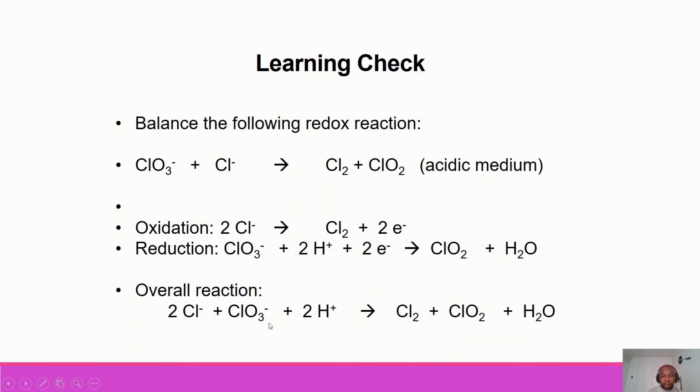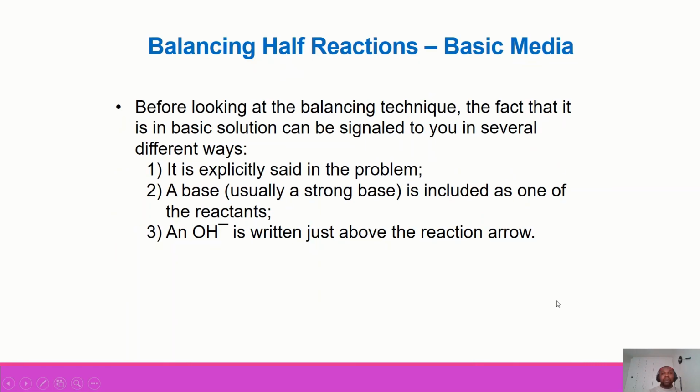So overall now, we consider the reactant side, we're having 2 chlorine, then we have the perchlorate, then we have 2 hydrogen, then we also have 2 electrons, but the 2 of them will now cancel each other out. The 2 electrons that we have in oxidation is going to cancel the 2 electrons that we have in reduction. Then we have our chlorine, we have our chlorate, then we have the water molecule. That is it.